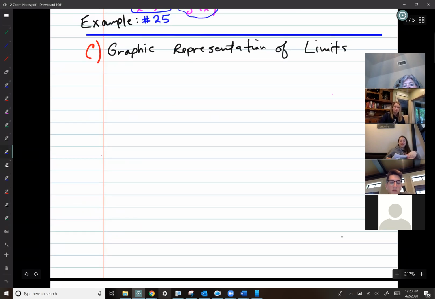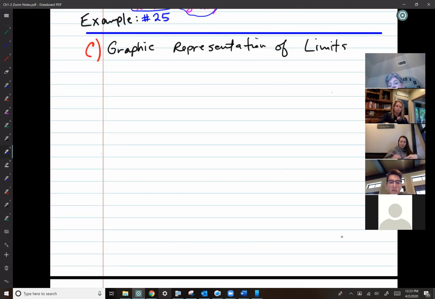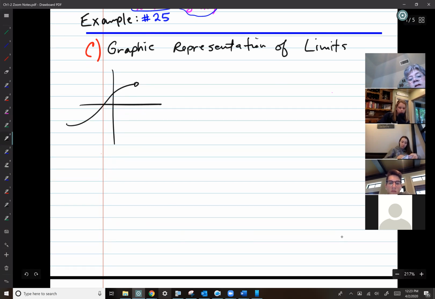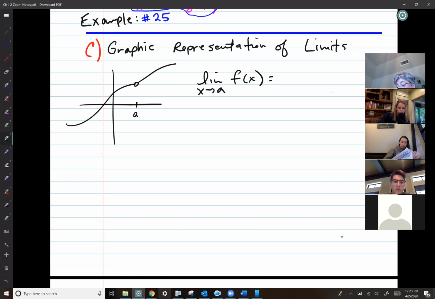Okay. Graphic representation of limits. Again, this might be an insult to your intelligence. That's okay. So if I have some graph, let's say I come in from this direction to there, and then on out, and we'll call this A. So the question: the limit as x approaches A of this function, does it exist or not? In other words, if there's a hole, can you still have a limit?